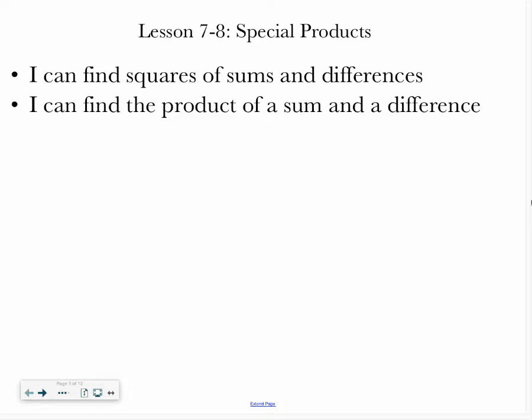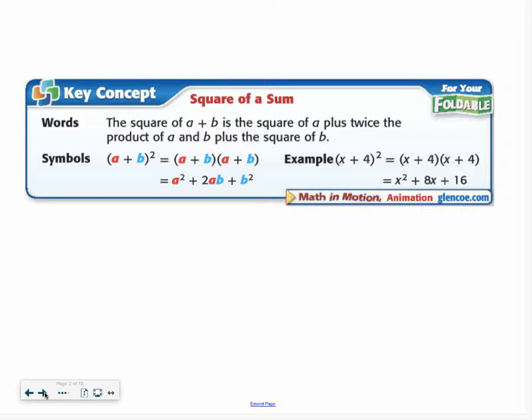Hello class, welcome to lesson 7-8, which is about special products. By the end of this lesson, you should be able to find the squares of sums and differences, and you should be able to find the product of a sum and a difference. So let's jump right in and talk about the square of a sum.